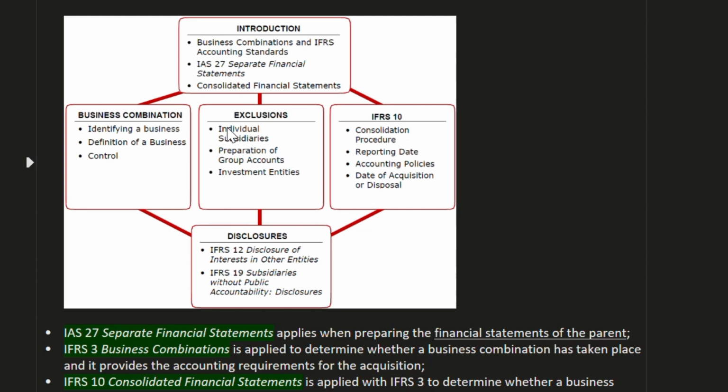Now the exclusion: individual subsidiaries, preparation of group accounting and investment entities. IFRS 10 consolidation procedure: reporting date, accounting policy, date of acquisition. All this we need to disclose under IFRS 12 disclosure of interest in other entities and IFRS 19 subsidiaries without public accountability disclosures. So these two we need to disclose.